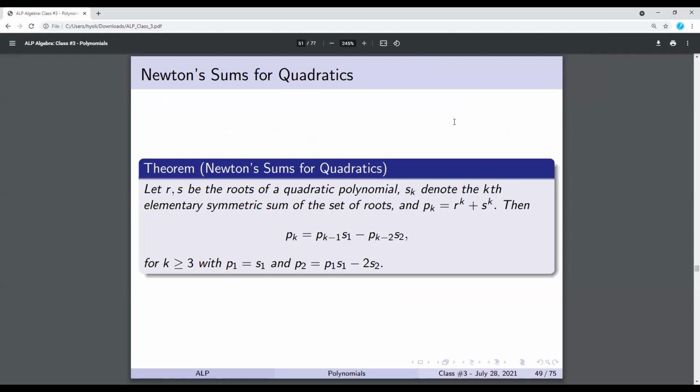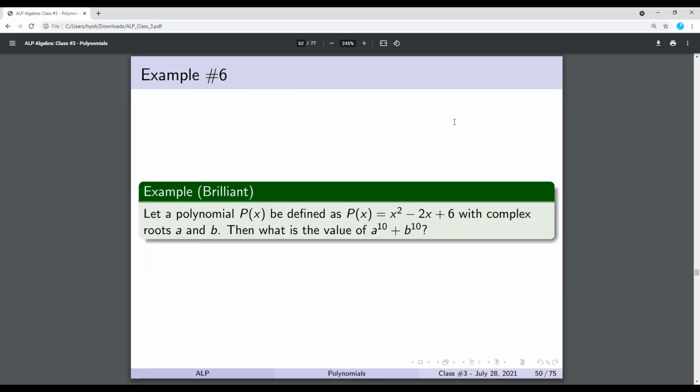Newton's sums for quadratics. Basically, let R and S be roots of a quadratic polynomial. S of k denotes the kth elementary symmetric sum of a set of roots. So P of k equals R to the k plus S to the k. Then P of k equals P of k minus 1 times S of 1 minus P of k minus 2 times S of 2, for k greater than or equal to 3. P1 equals S1 and P2 equals P1 S1 minus 2 S2. So we have a problem from Brilliant.